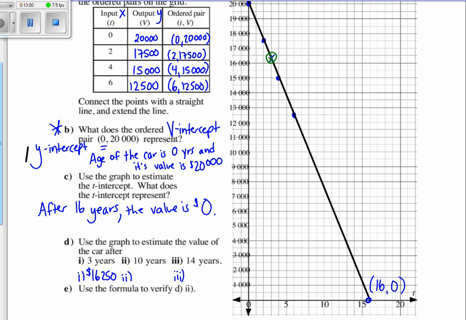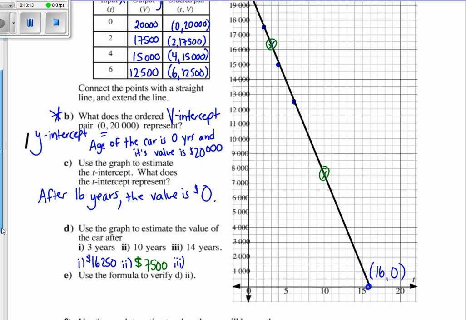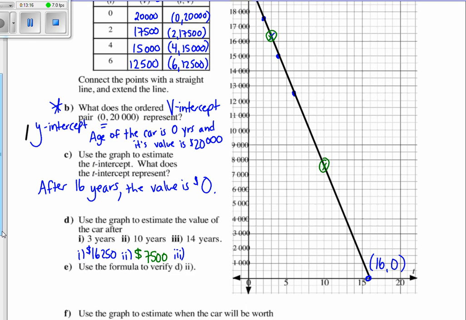Okay, how about 10 years? That one's nice and pretty. 7,000 and what? 7,500. Chase, did you use a ruler? Okay, well then write down what you wrote. We're going to use a formula to verify after. Okay, and 14 years. That one's a little nicer, isn't it? Can we not agree on that one? 2,500? Yeah, that's what I get too.